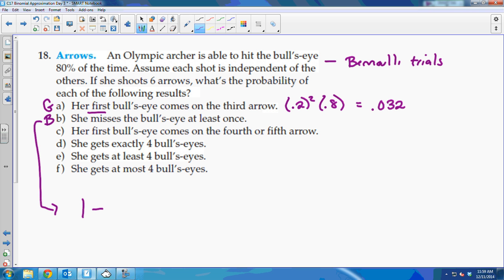If it says she misses at least once, that means she can miss once, twice, 3 times, 4 times, 5 times, or 6 times. You could add all those together. Or you could do 1 minus she misses 0. Right, 1 minus no misses. It says she's going to miss at least once. So she could miss 1, 2, 3, 4, 5, 6 times. So we're doing no misses.